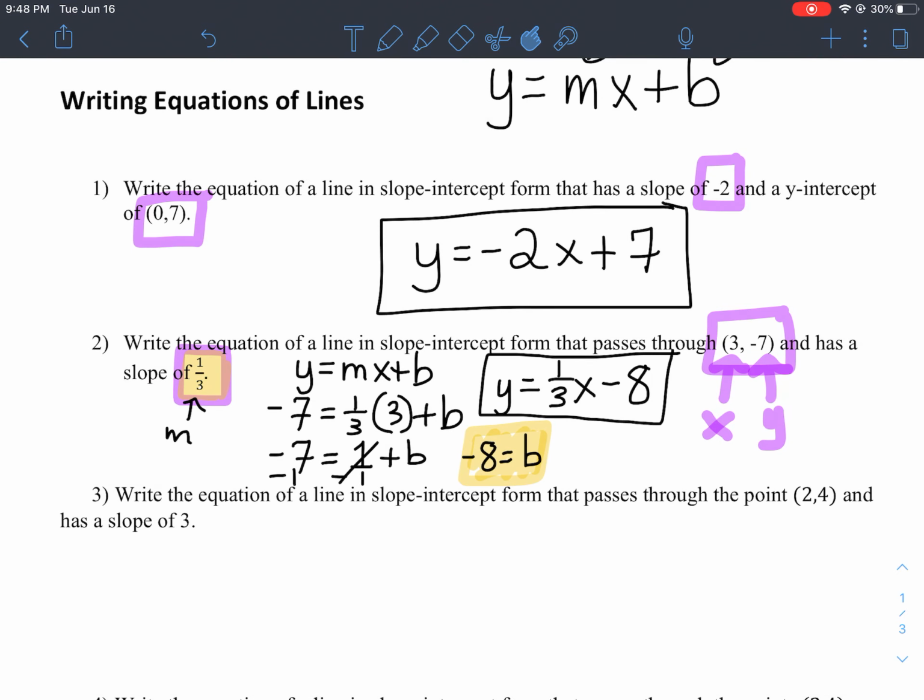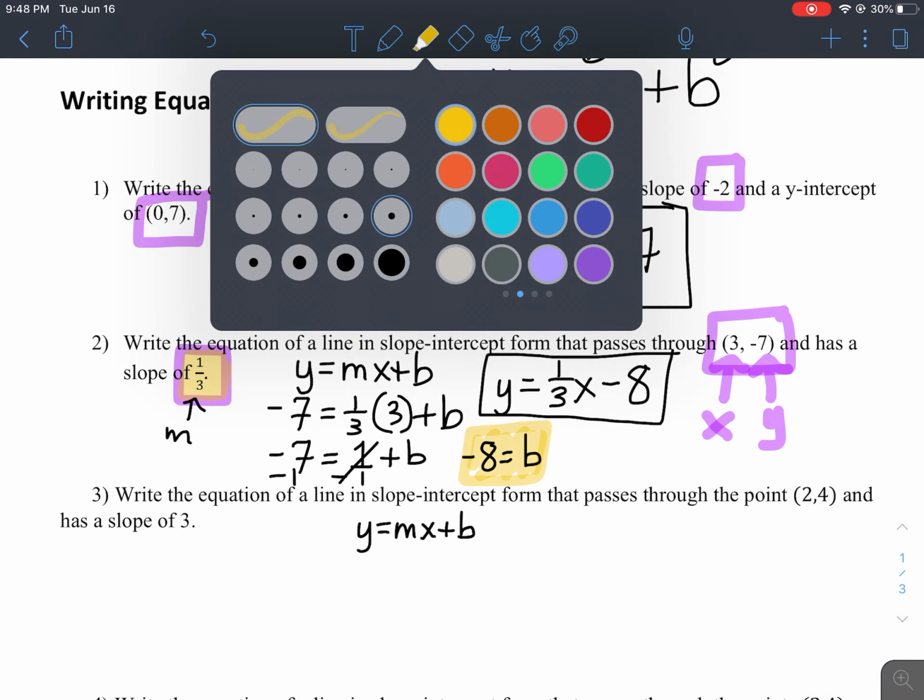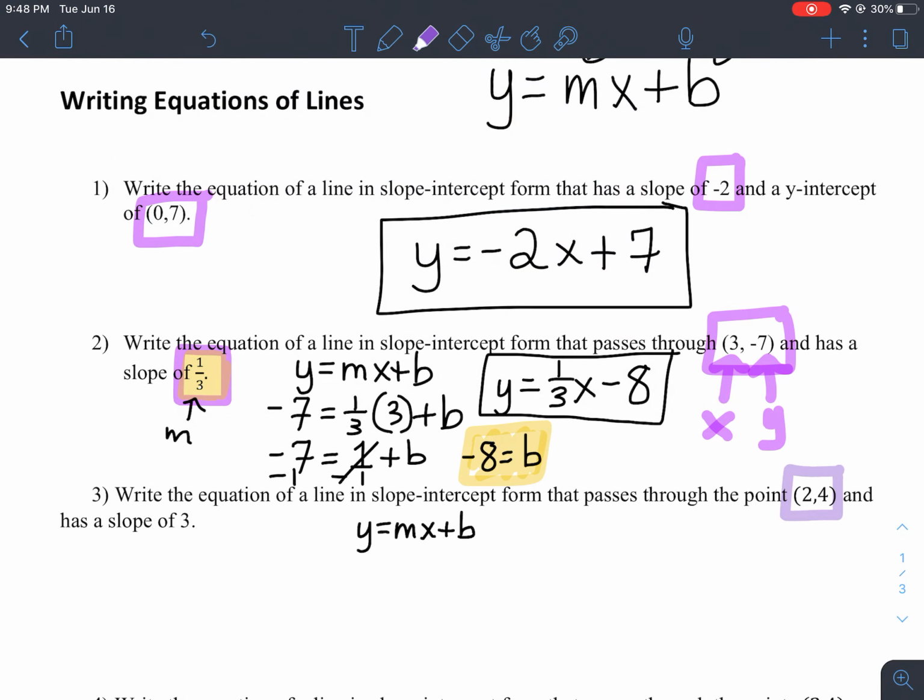So number 3 is exactly like number 2. If you want to pause the video and give that one a try, I definitely recommend doing that. If not, I'm just going to start doing that problem. So write the equation of a line in slope-intercept form, so y equals mx plus b, that passes through the point (2, 4) and has a slope of 3.